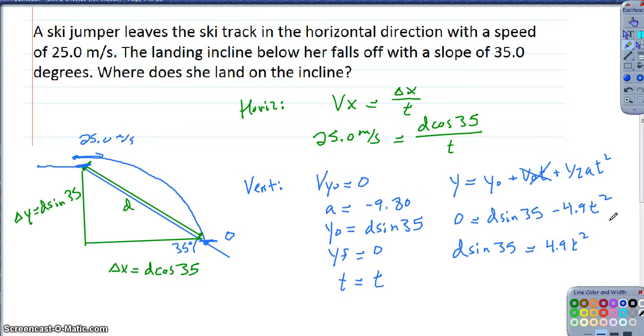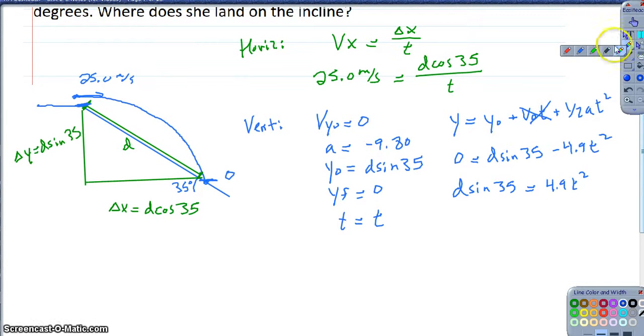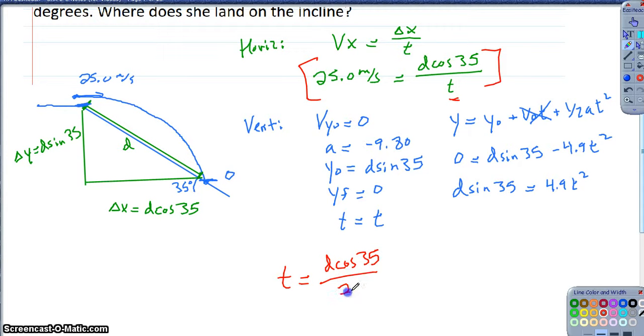But all it boils down to now is a system of equations where if you look closely, you have the same two variables, right? d and t are in both of my equations. Okay, so truly nothing too crazy here. And there's not necessarily a right or a wrong way to solve this. What I would probably recommend is I'm going to go ahead and solve the top equation up here for t. So I'm going to multiply both sides by t and then divide by 25. So I get t equals d cosine of 35 divided by 25, right? And then I'm going to take that whole mess and substitute it in up here.